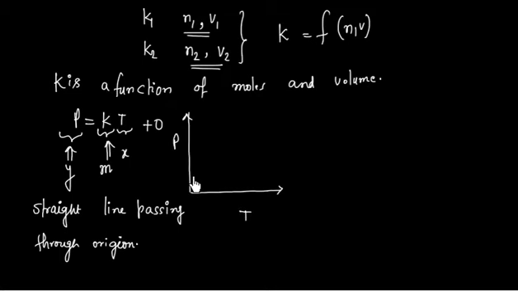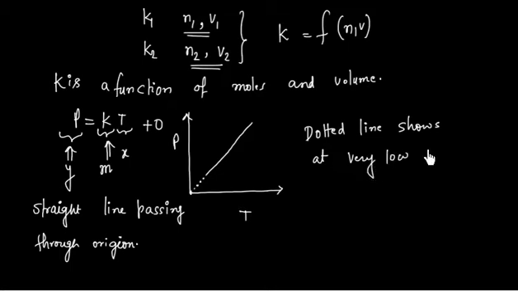So if I plot, we will have this straight line. Now in this region we have a dotted line because at very low temperature gases get liquefied. So no gases exist in this region, and that's why we have a dotted line. So basically in this case the dotted line shows that at very low temperature gases get liquefied.